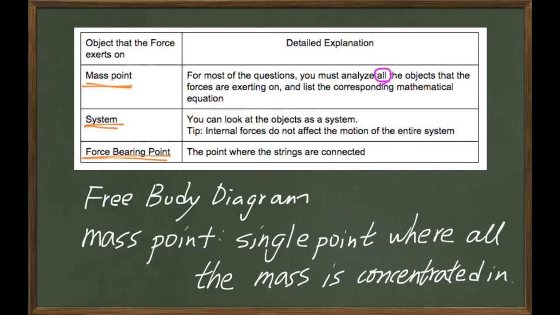The second method is by looking at all the objects as a system. So right here, a system. In the first method, we talked about how you have to analyze all the objects that the forces are exerting on. Let's say there are forces exerting on objects A, B, and C. You would analyze all three of them. However, you don't have to solve A, B, and C individually. You can look at the three objects as a system. How you choose your system, however, depends on your experience. The more you practice, the more experience you get, and eventually you'll get a sense of how to choose a system that will lead you to the correct answer.